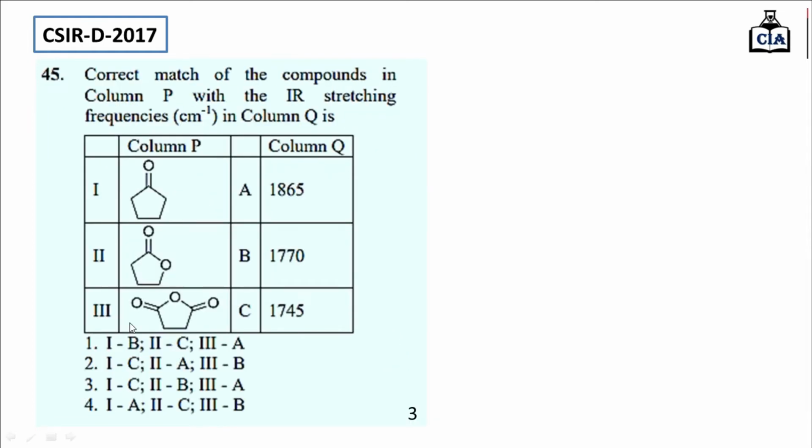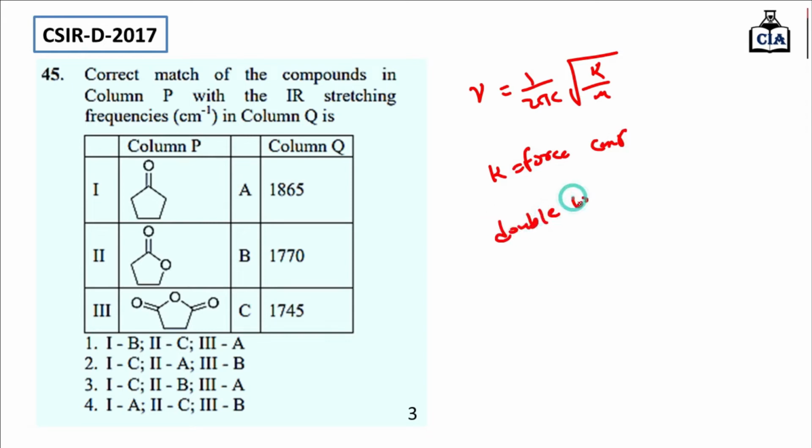Now next question from CSIR December 2017. In this question we have to find out the correct order for the IR absorption. We know that the formula for IR absorption is nu equal to 1 upon 2 pi c under root k divided by mu, where k indicates the force constant. And if the double bond character increases, this implies that the k value increases. As a result, the frequency of absorption will be increased.